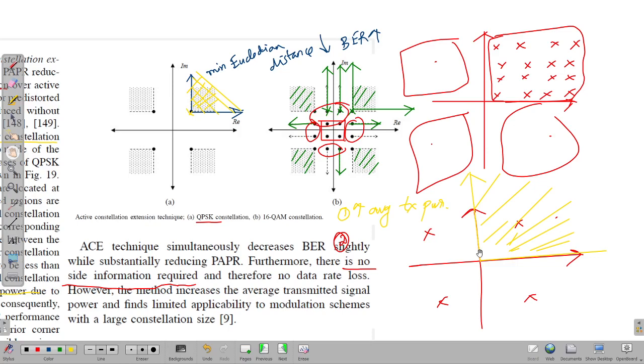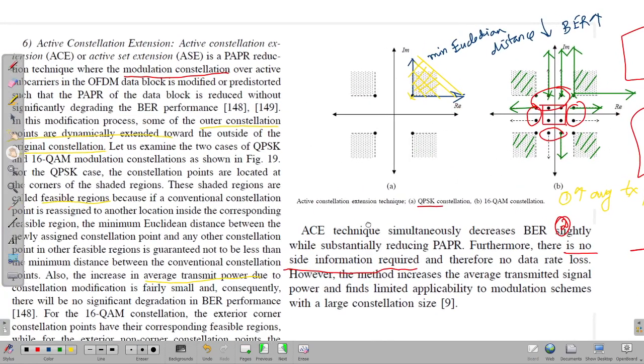The disadvantage is that more power is needed for transmission if you are extending the constellation point outward. And the second disadvantage is that if you increase the constellation size for higher order constellations, the interior points of the constellation have no freedom at all to adjust the peak to average power ratio. Okay, so that's about the active constellation extension technique.